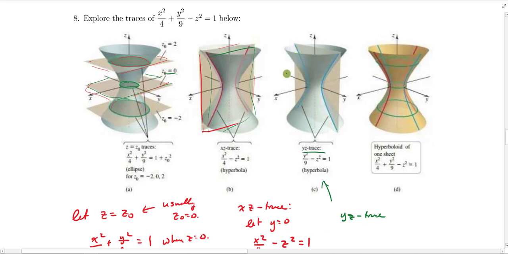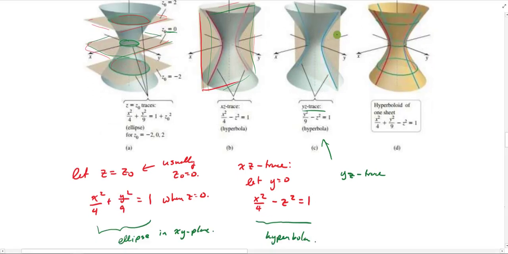And then from those traces, if you put all three of those traces together like the author did here in this skeleton sketch, you see how we get a sketch of the hyperboloid. Okay, so we're going to do a lot more of this trace analysis when we get to class.